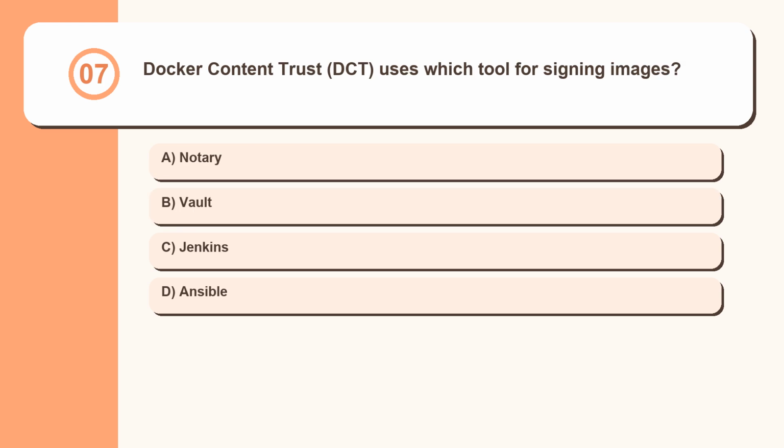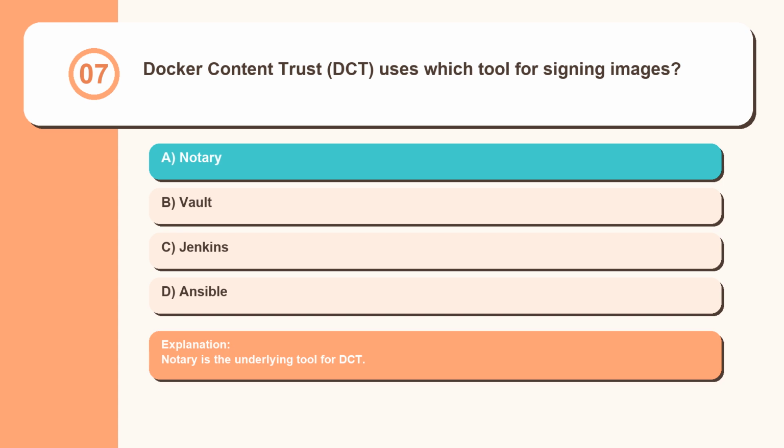Question 7. Docker Content Trust, DCT, uses which tool for signing images? Notary, Vault, Jenkins, Ansible. Notary is the underlying tool for DCT.